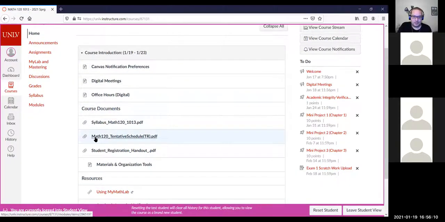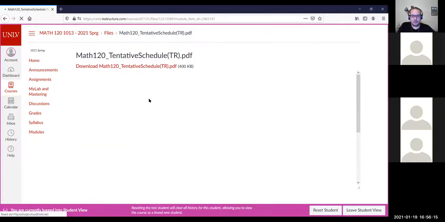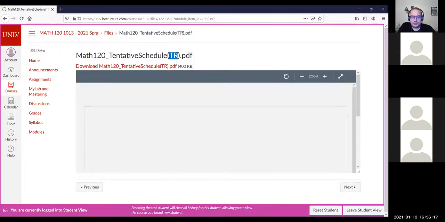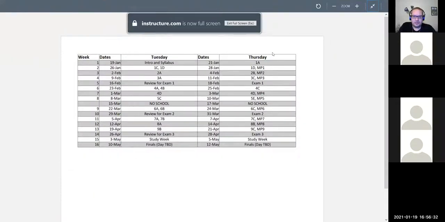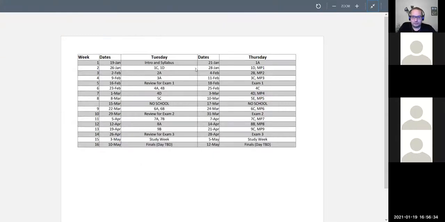The next document here under the course documents is the tentative schedule. So let's click on that. TR, that's Tuesday, Thursday. The R is generally used to abbreviate Thursday for university, or at least all of the universities that I've been to. So this is generally the tentative schedule that we will be going through. So today, the 19th of January, is the intro and the syllabus. I don't think we're going to have time to start the lecture as I had hoped, but that's all right.